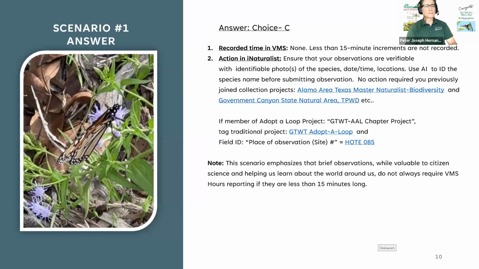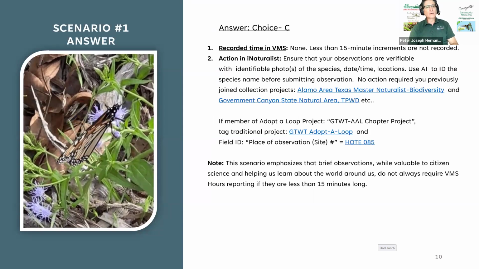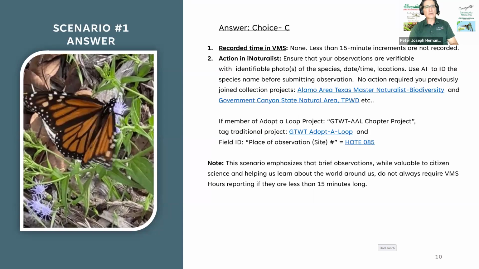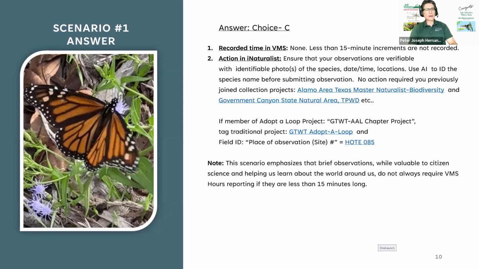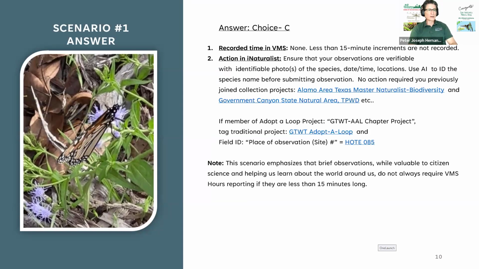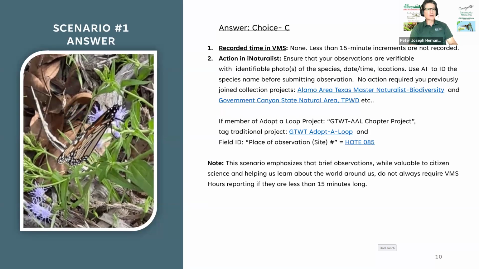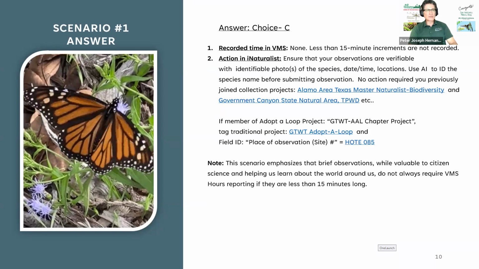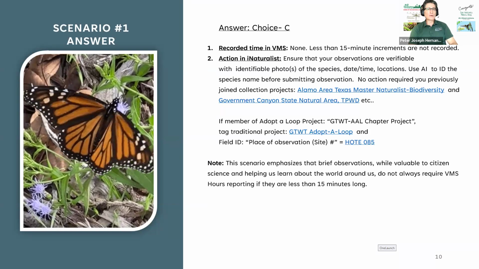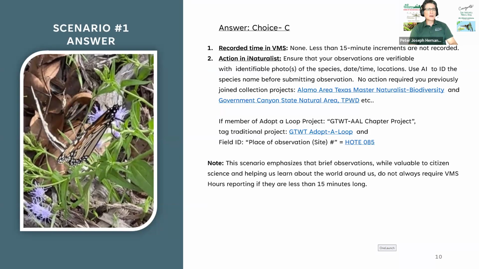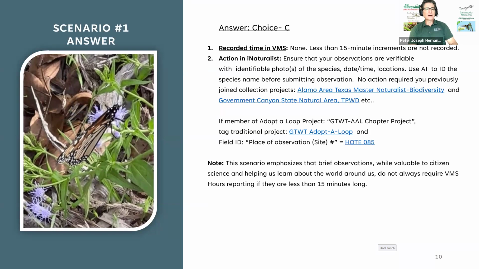The answer is C. You don't record time in VMS; it's none. It's less than 15 minute increments, so don't record that. But don't shy away from popping out that phone and taking pictures of a monarch sitting there. To me, that's common. It's a habit now. Whether I record the time or not, especially less than 15 minutes, I don't worry about it. But I do worry about making sure that I have a proper photograph of that species, date and time, location. I'll use my AI if I'm not aware of what it is, or it'll type faster than I can, and then submit that.